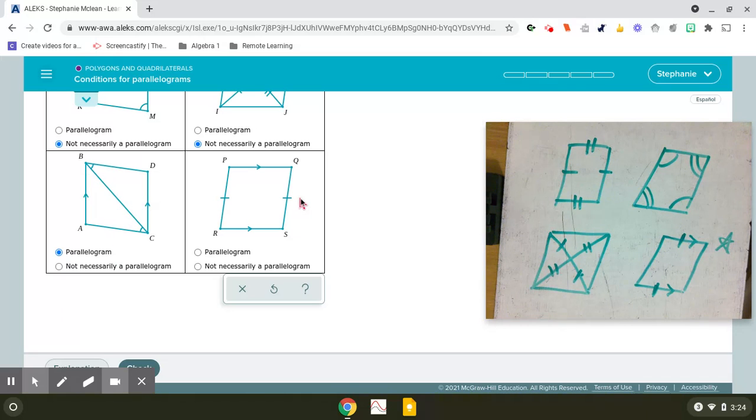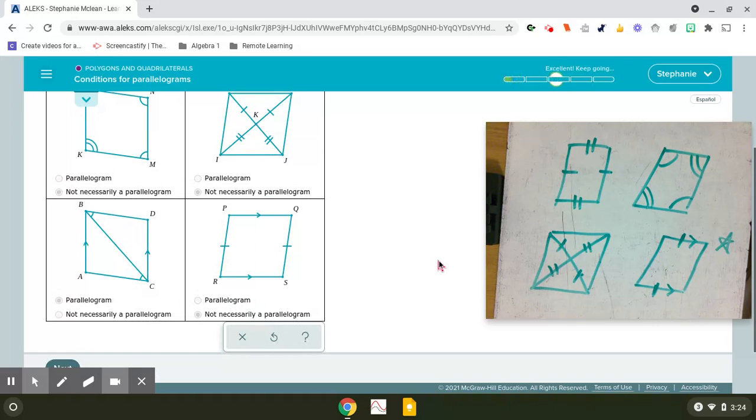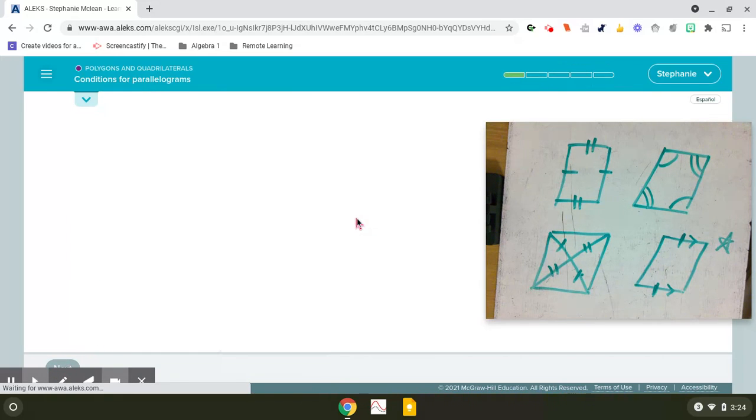Now we have opposite sides are parallel, but not necessarily congruent. We know that these opposite sides are congruent, but we don't know that those two are as well. So this is not necessarily congruent. Let's go ahead and do another set.